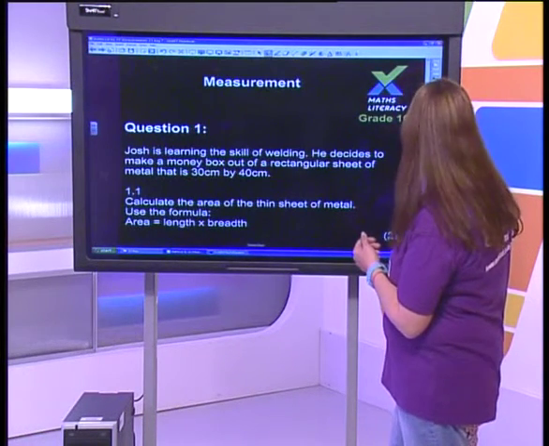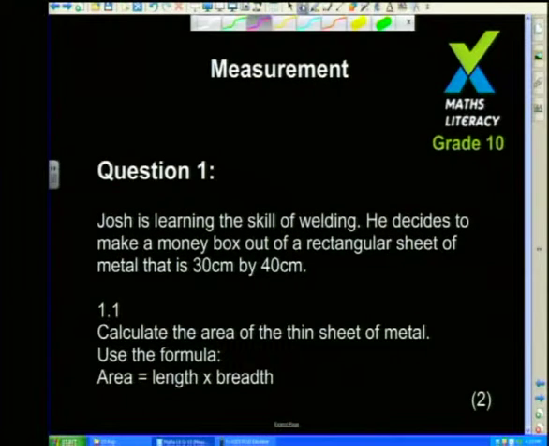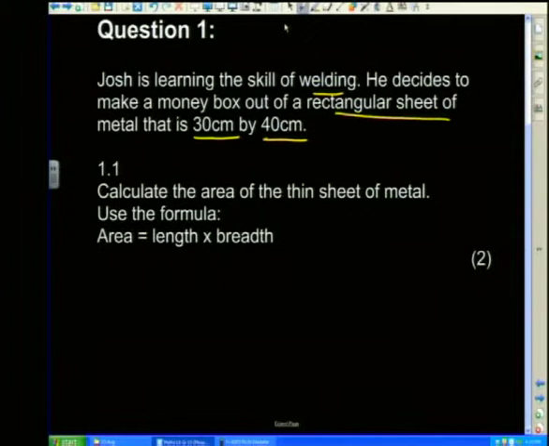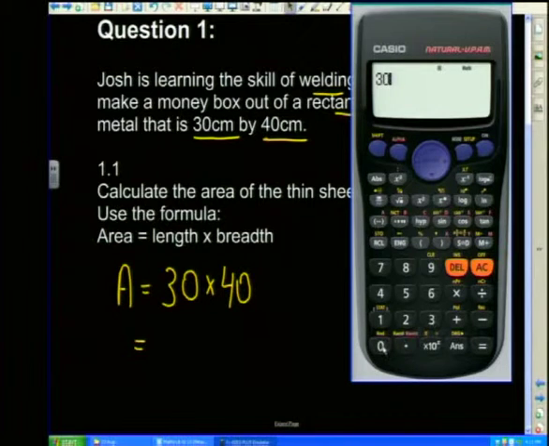Right. We've got our first question, and our question says, Josh is learning the skill of welding. He decides to make money boxes out of rectangular sheets of metal that are 30 centimeters by 40 centimeters. Calculate the area of the thin sheet of metal, and then they've given you the formula. Use the formula, area is length times breadth. So what do we have? Area is 30 centimeters by 40 centimeters, and we can multiply that. You can use your calculator if you'd like. 30 times 40, and we get 1,200.